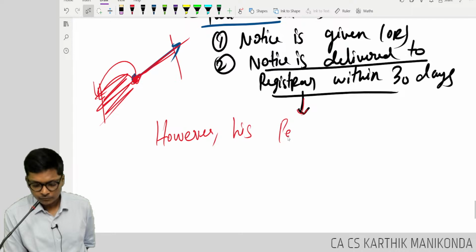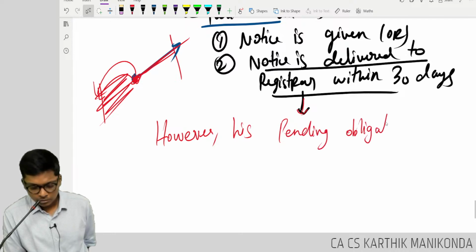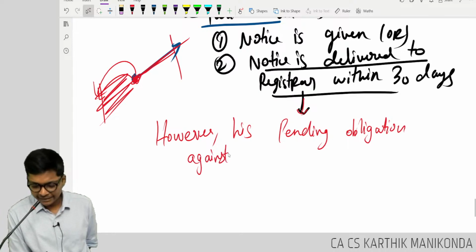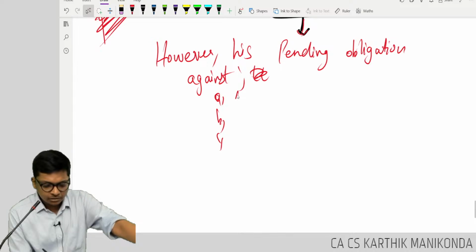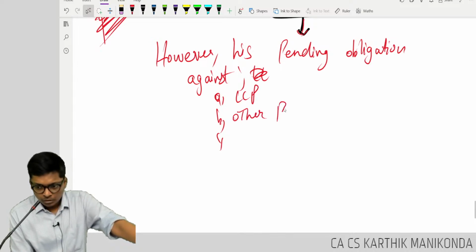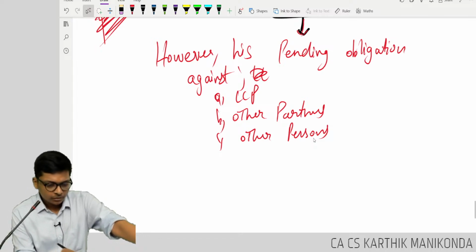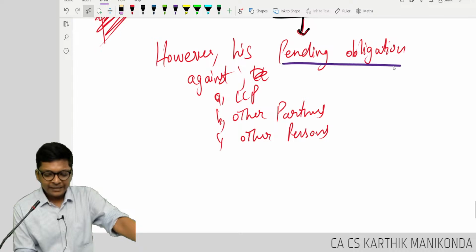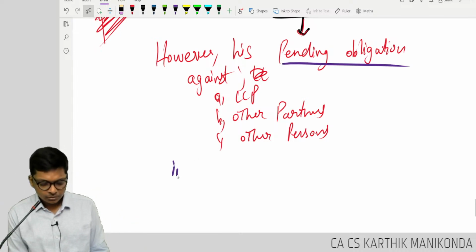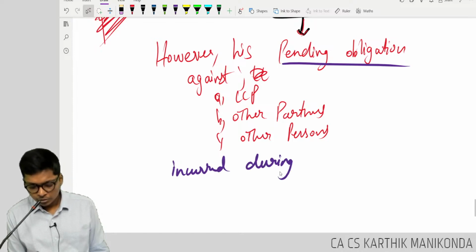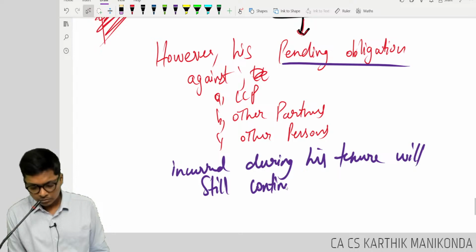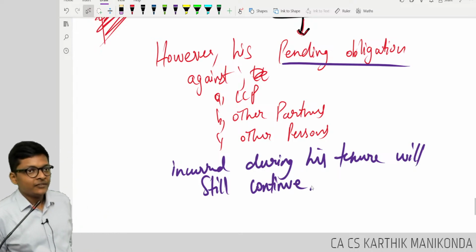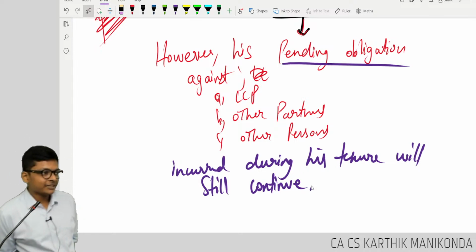Let's write down. However, his pending obligations, under 3 subpoints A, B and C: pending obligation against LLP, other partners, other persons. So his pending obligations against LLP, other partners and other persons incurred during his tenure will still continue. The words used in the book are: will not be automatically discharged. That means it will still be continued.